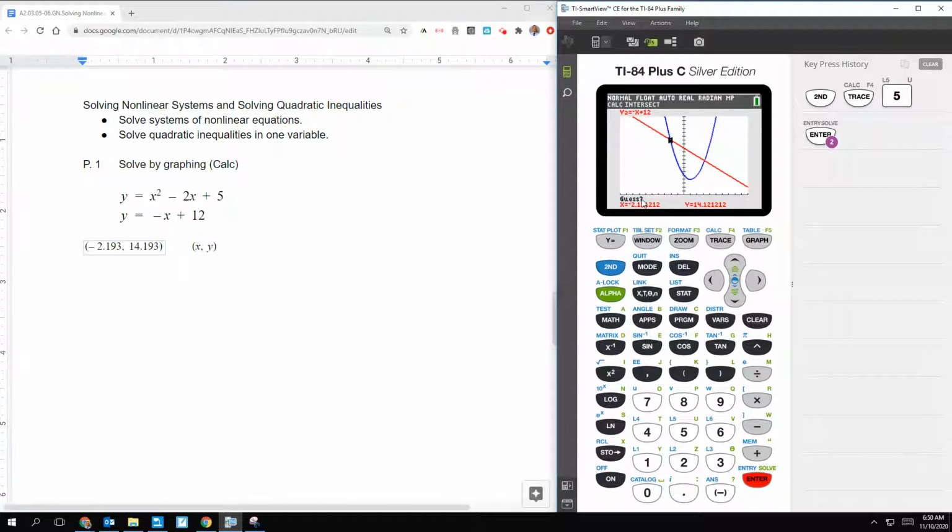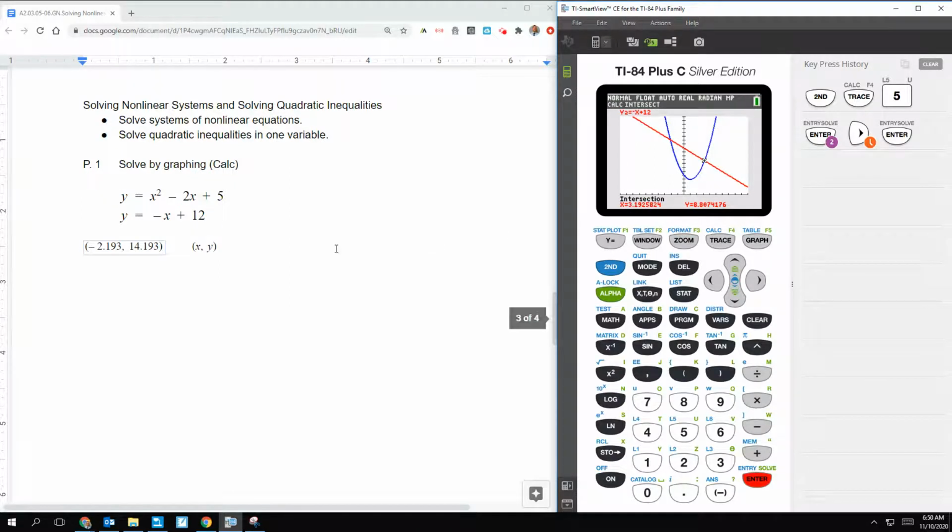And then it says guess. So if I hit enter here, it's going to give me this intersection point, but I want this intersection point over here. So I'm going to move my cursor to the right until it gets all the way over there. And once it gets over by the second intersection point, we'll hit enter, and that'll give us the other intersection point.